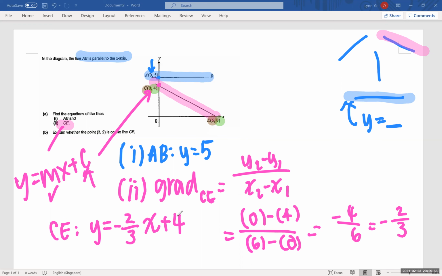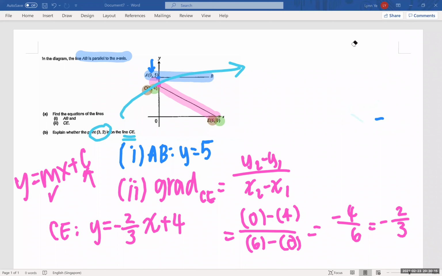Okay, so the next one is pretty interesting. So the last one is they're asking you whether 3, 2 lies on the line CE. So what does that mean? So whenever you do this, right, the first thing you need to find is the equation of CE. So do we have the equation of CE? Yes, we did from the previous part. The equation of CE is actually y is equal to minus 2 over 3x plus 4.